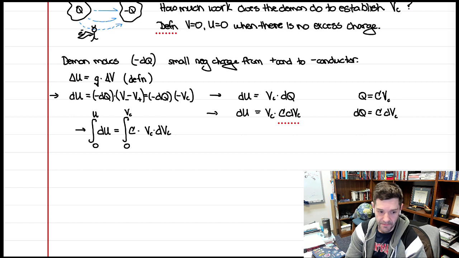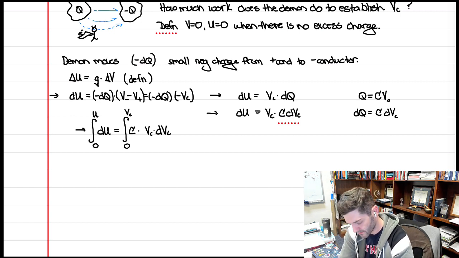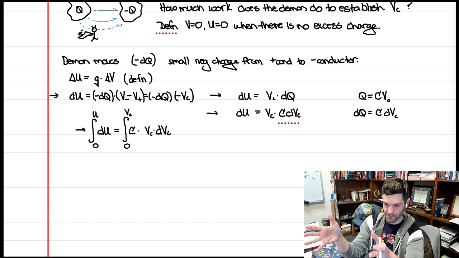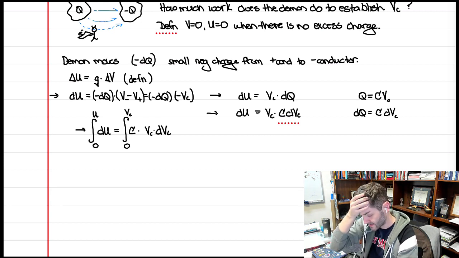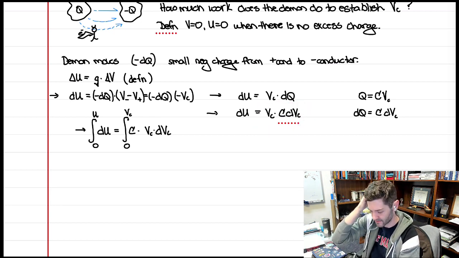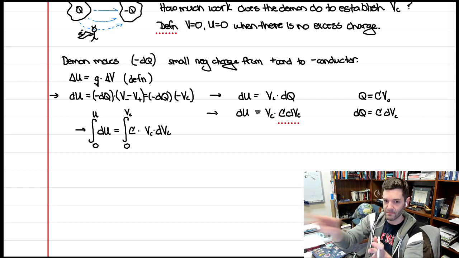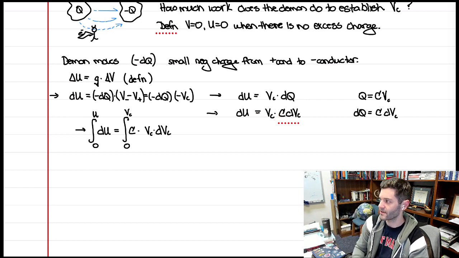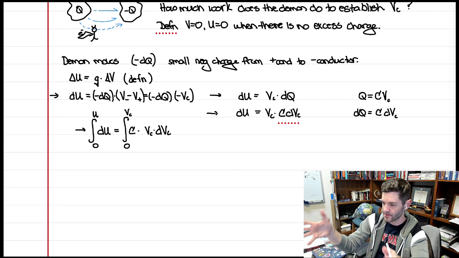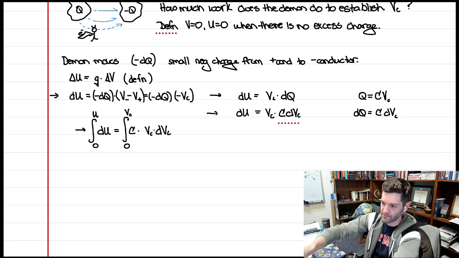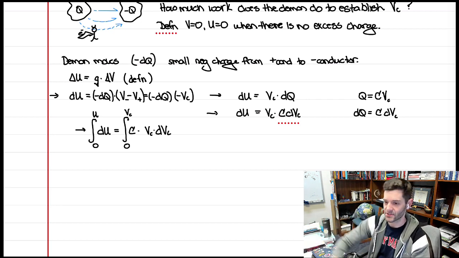This also shows that how much work does the demon have to do each time it moves another new electron over, that as it moves more and more electrons, there's a bigger potential difference that's created across the two conductors. This side gets bigger and bigger because it depends on V sub C. Every time it moves more electrons over, that potential difference grows, and then the demon has to fight more for each additional electron it moves over.